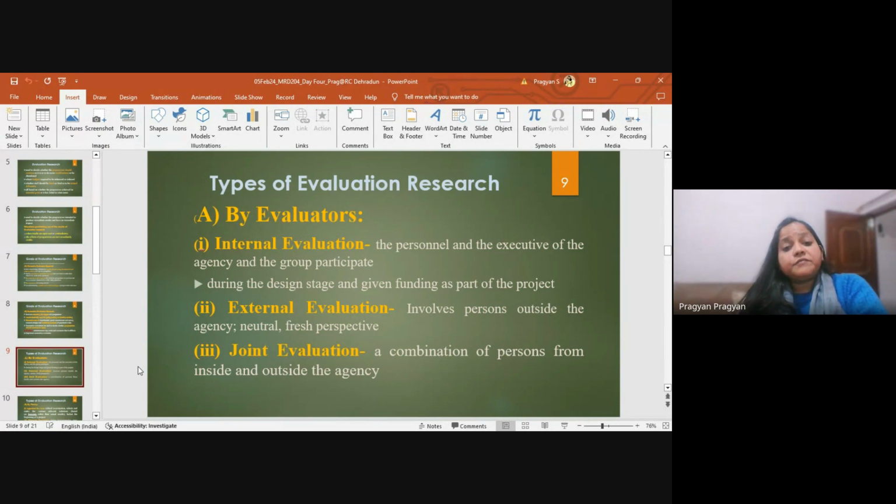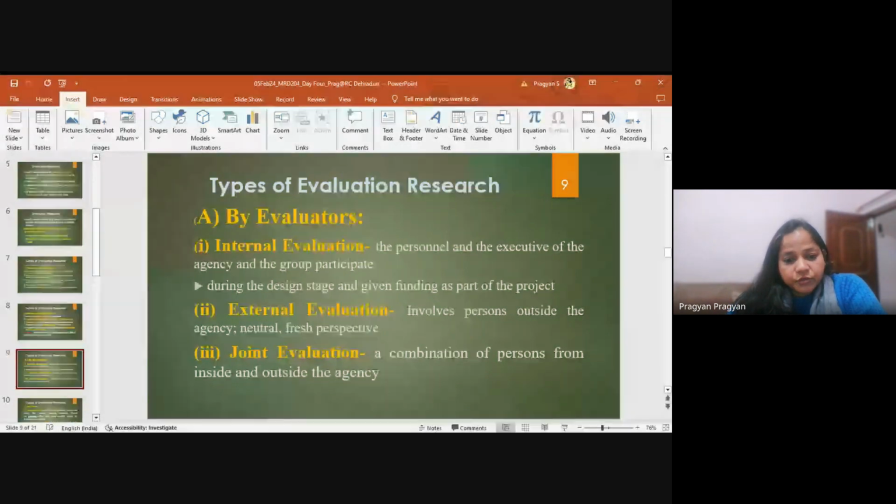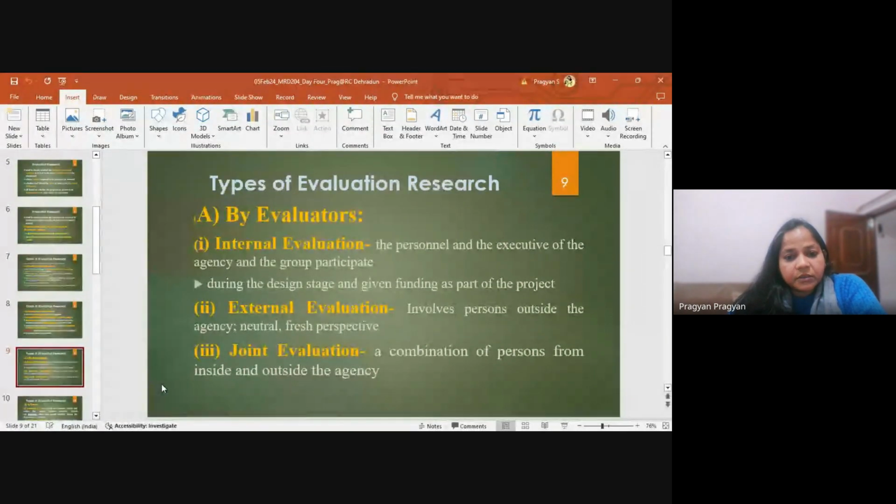Now, when the evaluators are actually coming from some other agencies, then we call it external evaluation. That means this evaluation has to be done from a fresh perspective because they are not part of that particular research process. So it gives you the advantage to conduct a better objective inquiry, a better objective investigation of the situation. So this is a very important thing.